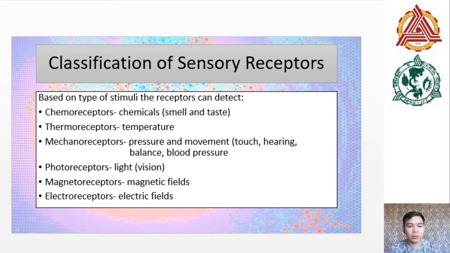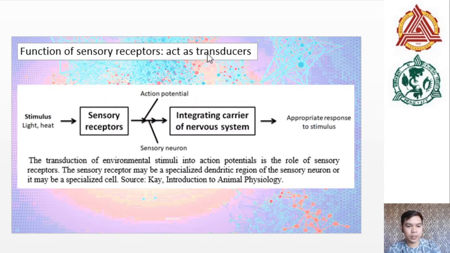These receptors can also be classified by whether they are found internally or externally. First is enteroreceptors, which monitor the ionic composition of the body fluids internally, and exoreceptors, which monitor external conditions. So the main function of sensory receptors is to act as transducers. That is, they convert or transduce energy from one form into action potentials. For example, stimuli perceived from temperature and light energy are converted into electrical activity.